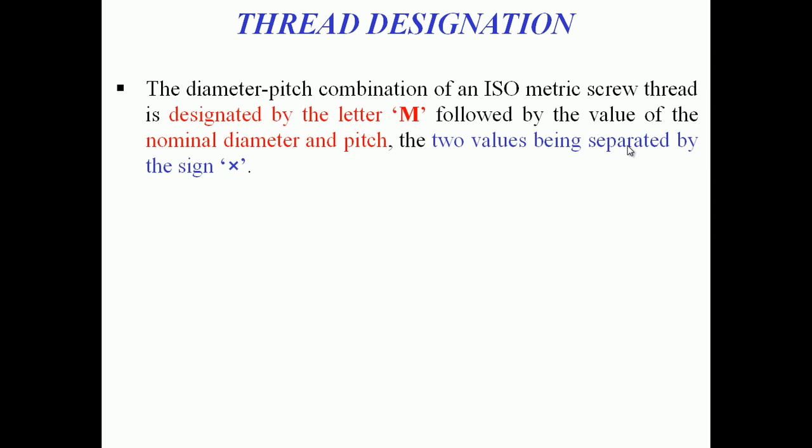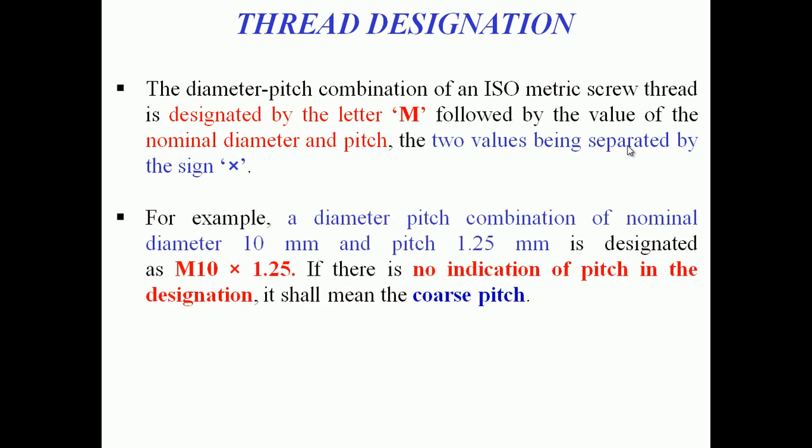After the thread series, another specification of the thread is thread designation. The diameter pitch combination of an ISO metric screw thread is designated by the letter M, followed by the value of the nominal diameter and pitch, the two values being separated by the sign cross. For example, a nominal diameter of 10 mm and pitch of 1.25 mm is designated as M10 cross 1.25. If there is no indication of pitch in the designation, it shall mean the coarse pitch.